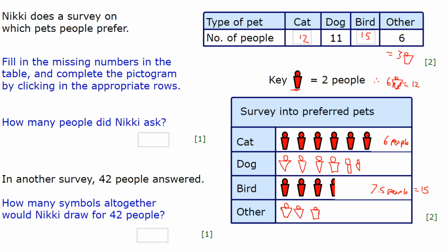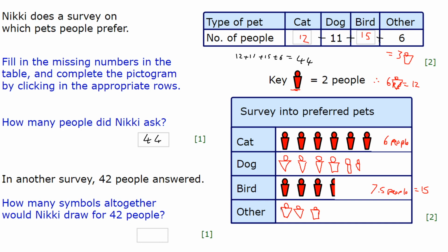Now, how many people did Nikki ask in total? All we need to do is just add them up, right? So, 12 plus 11 plus 15 plus 6. How many people is that in total? That is a total of 44 people. Okay? So she's asked 44 people and she's put it in her pictogram.